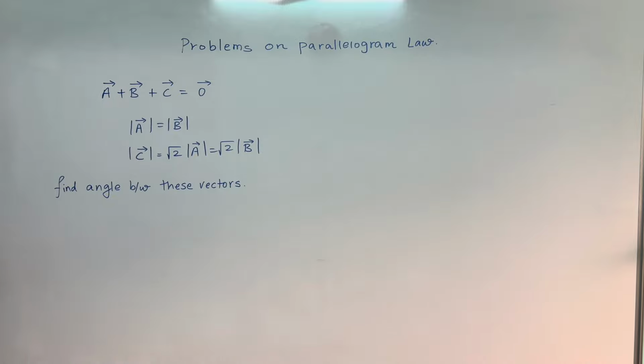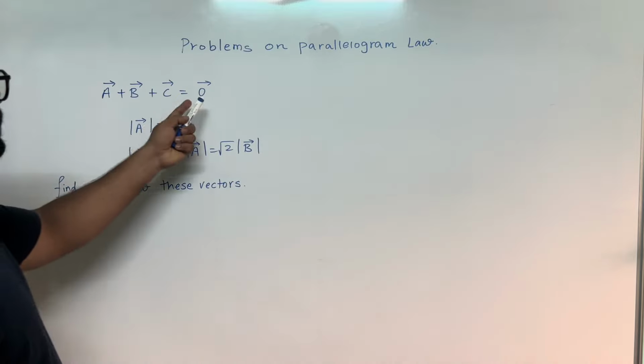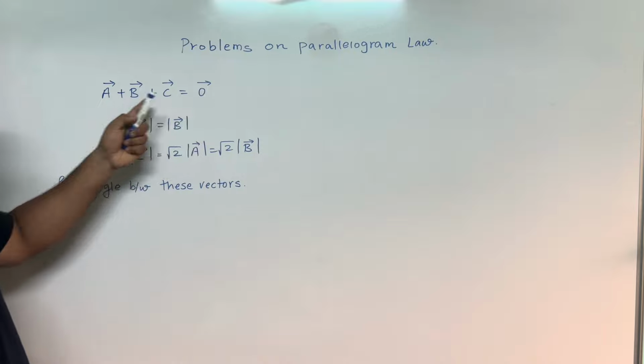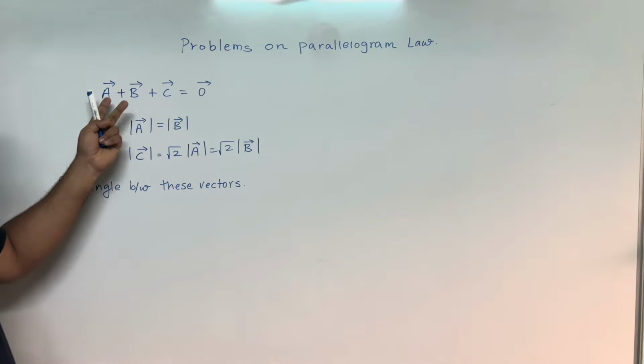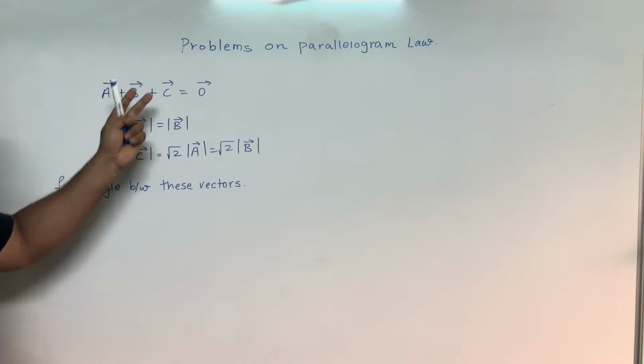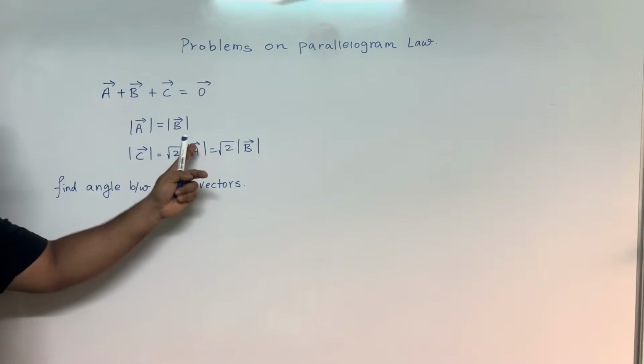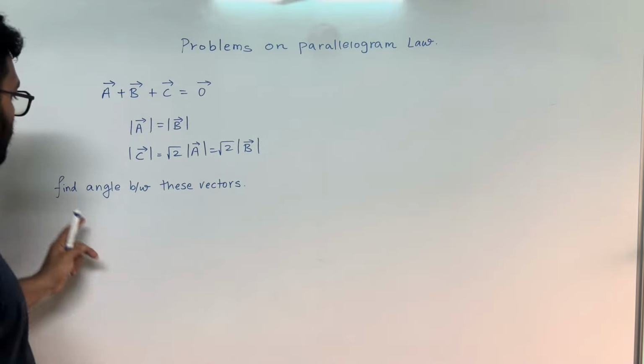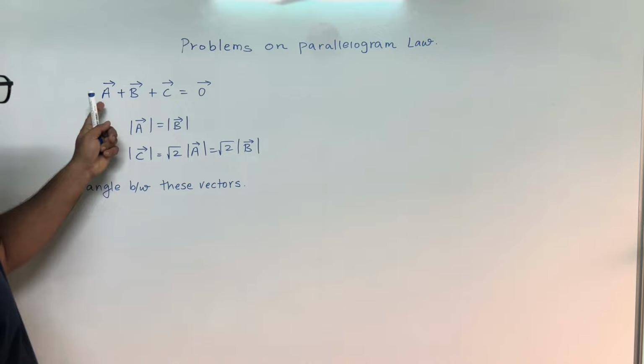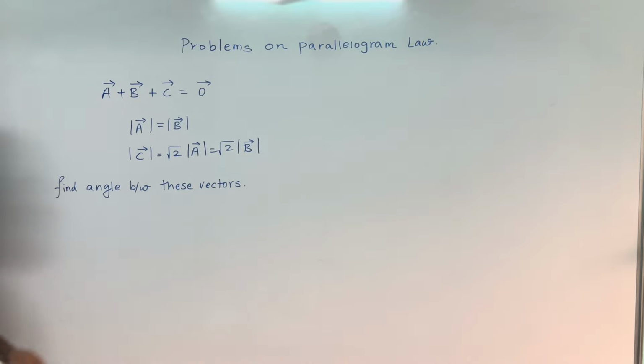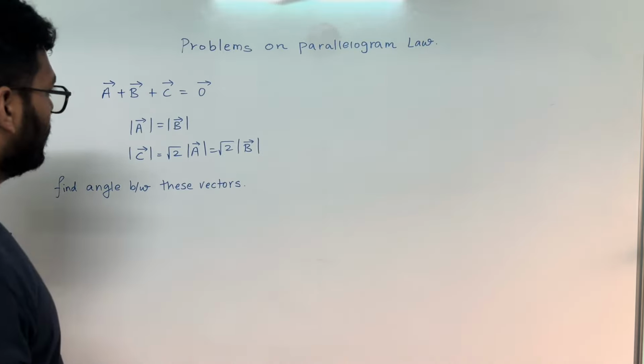Let's look at this question. We have three vectors which add up to 0, and the magnitudes of two of these vectors, a bar and b bar, are equal. The third vector is root 2 times the magnitude of either of these two vectors. We have to find the angle between the vectors a and b, b and c, and a and c. Let's see how we can do that.